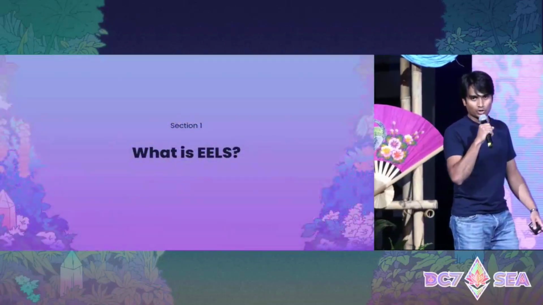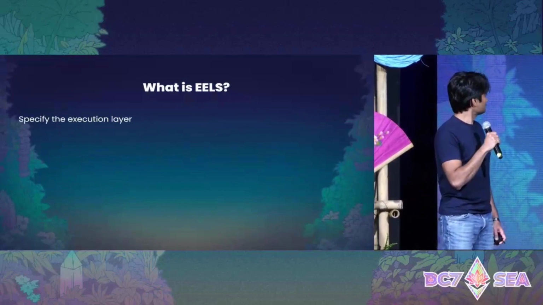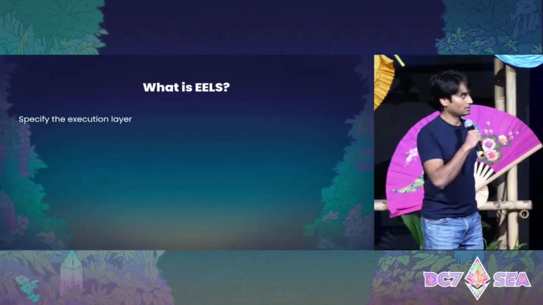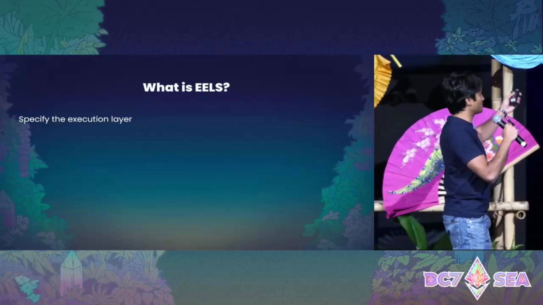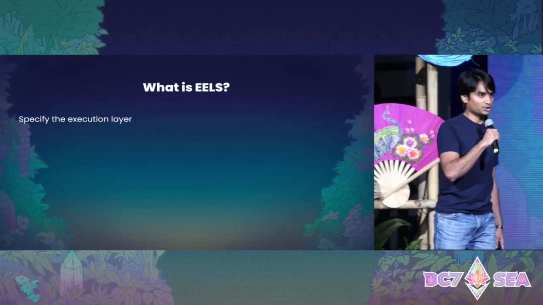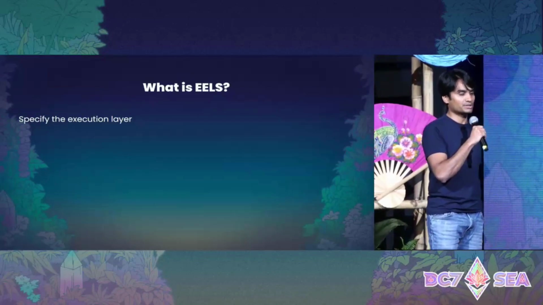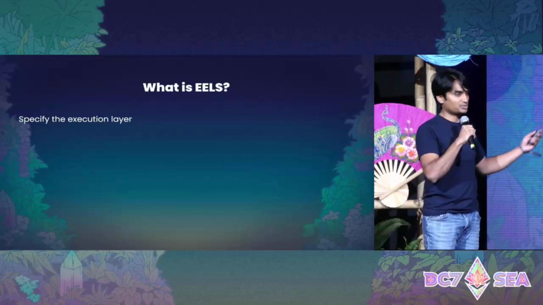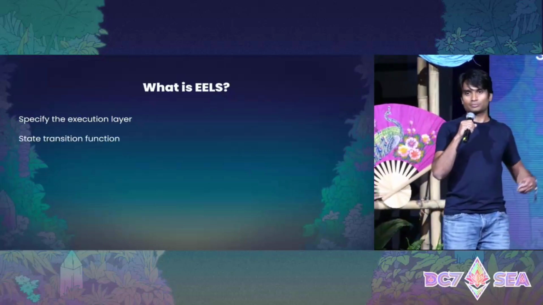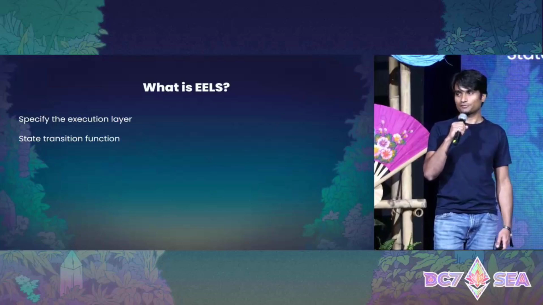So I'll start with what EELS is. EELS stands for the Ethereum Execution Layer Specifications, which means, simple enough, we specify the execution layer. But what does it mean to specify the execution layer? There are all these different aspects to the execution layer, different components to it. And what do we mean by specifying it? We focus solely on the core of the execution layer, which is the state transition function, the EVM.